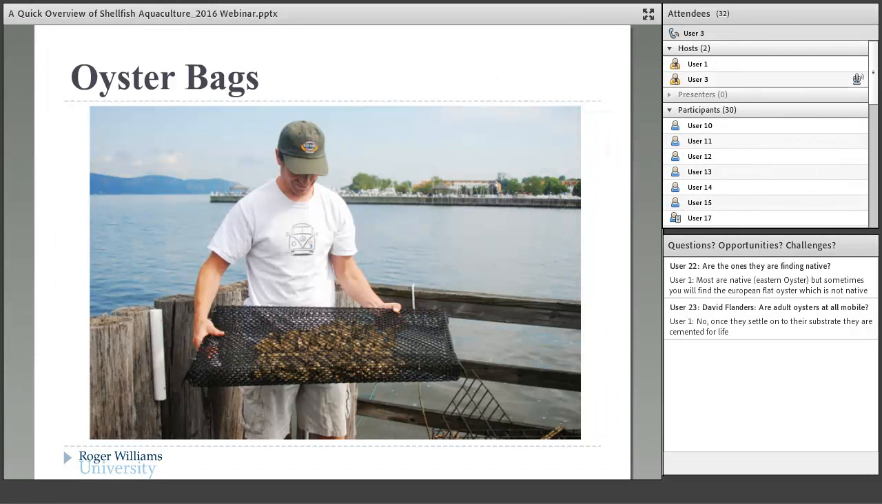Which leads me to talk a little bit about oyster bags. This is sort of the standard method for containing oysters that are grown on an aquaculture farm. The reason they're held in these bags is first to keep them in one location so they're fairly easy to handle, and secondly, it excludes predators from coming in and consuming oysters. And so you will see that most of the gear that I show you is some system that's adapted to hold these bags.